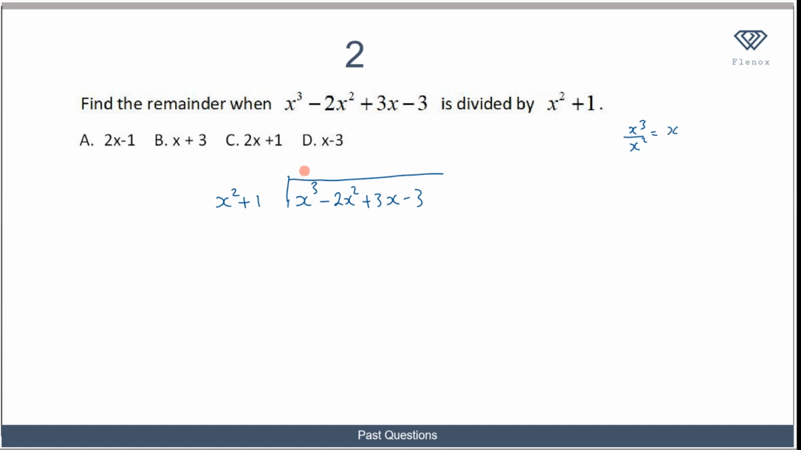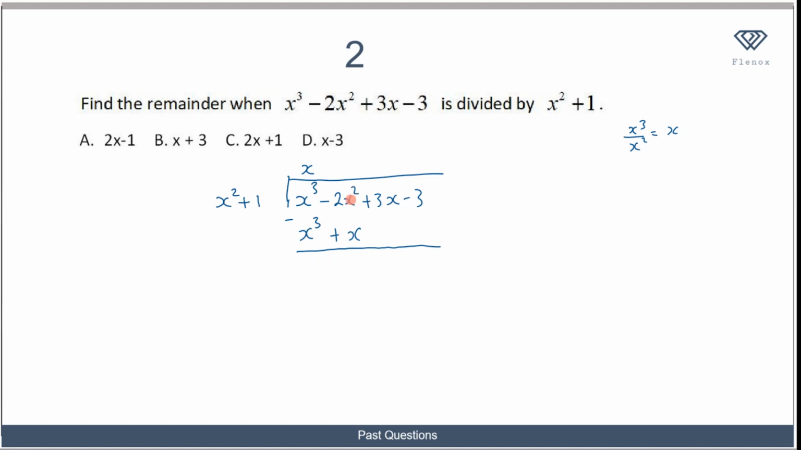So we write x here. I will know that x times x squared will give me x cubed. I will know that x times 1 will give me x. So we subtract. So now that we subtract, we see that x cubed minus x cubed will give me 0.